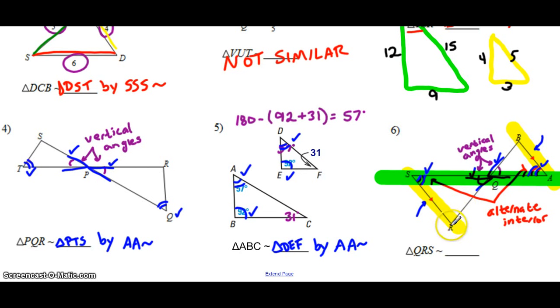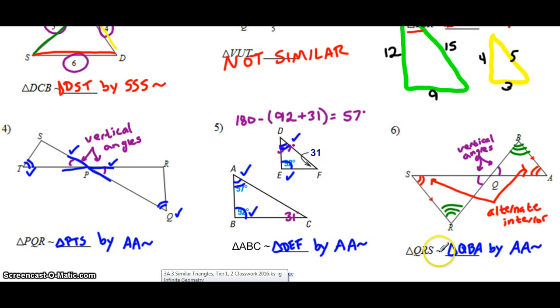You could have also used line RB as a transversal and said that angle R and angle B were congruent, but you don't need to, because all we need to use the angle-angle similarity theorem are two congruent angles. And between the vertical angles here and the alternate interior angles here and here, we've got two pairs. And finally, we can say that triangle QRS is similar to triangle QBA by the angle-angle similarity theorem.